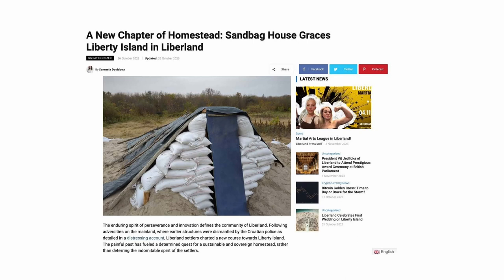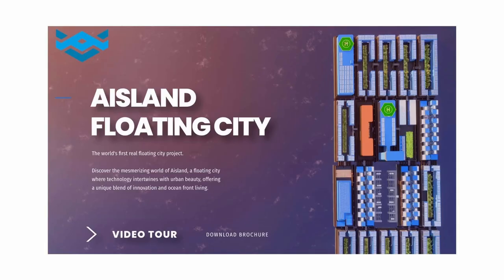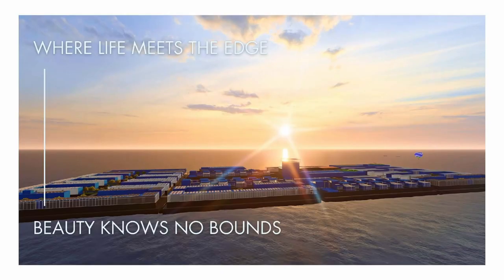So it's like terra nullius in reverse, and I'm going to extend that theory as we go on. The final project is a project called, I can't pronounce it, AI Land, which is a seasteading project. It's a floating city, and at this point in time, it's in the sea off the Seychelles in international waters. And beauty knows no bounds, I have to say, in AI Land.